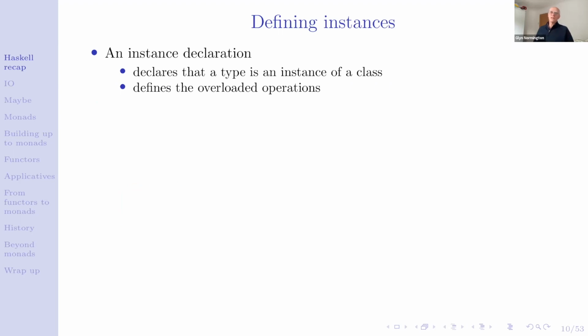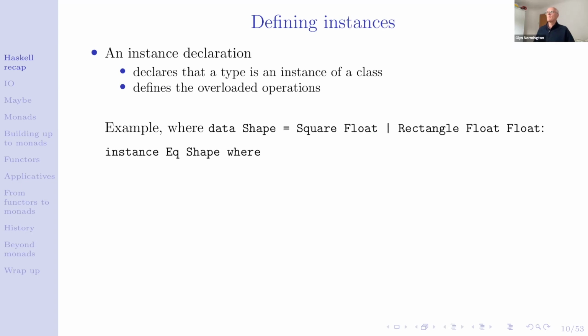Okay, so when you've got a class definition, you can then declare instances. Say that a type has an instance of a class, and then you actually define the overloaded operations. So suppose you've got a type shape, and I haven't been through data declarations, but that's basically an example there. So there are different alternatives for the shape data type. It's either a square which takes a float, or it's a rectangle which takes 2 floats. So if you like, it's a square with a length of a side, or it's a rectangle with the width and the height.